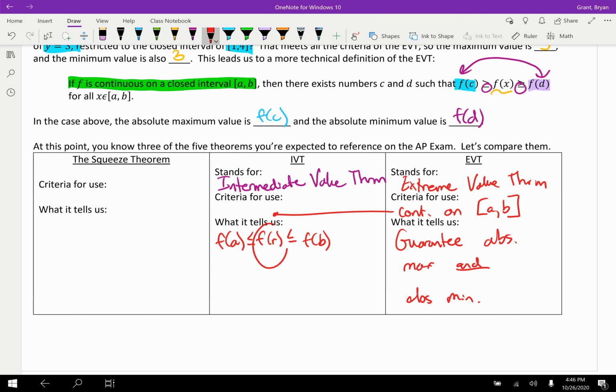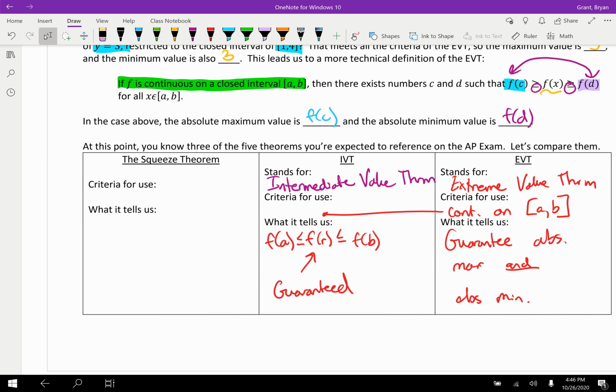and they want to know, is there some value guaranteed on here, some y value? Well, as long as the y value is between the y values of the endpoints, then the answer is yes, this part is guaranteed, as long as our function is continuous on a closed interval and you have found these two endpoints.